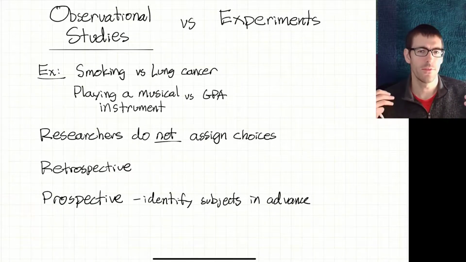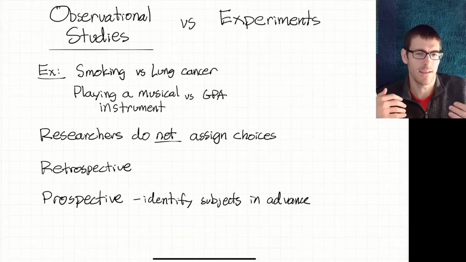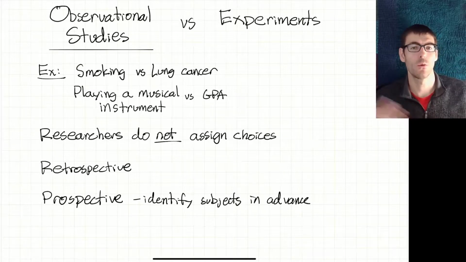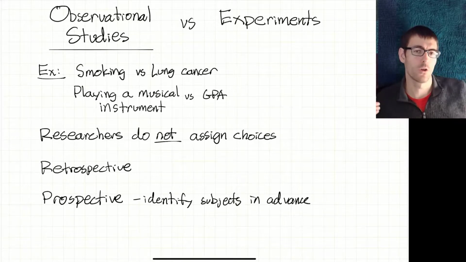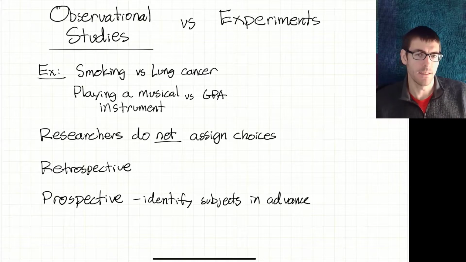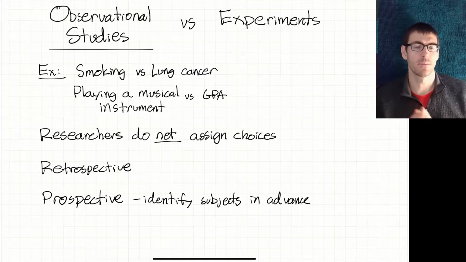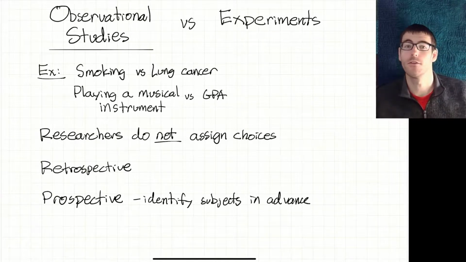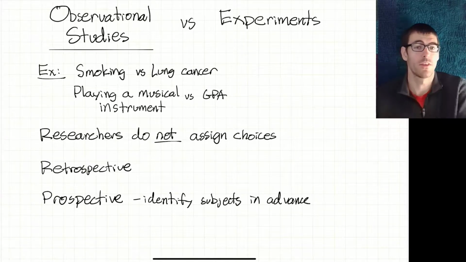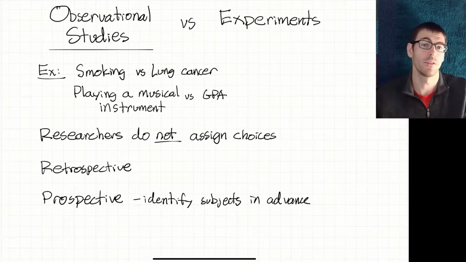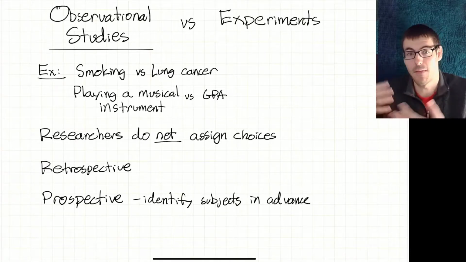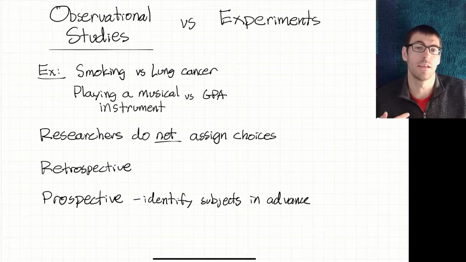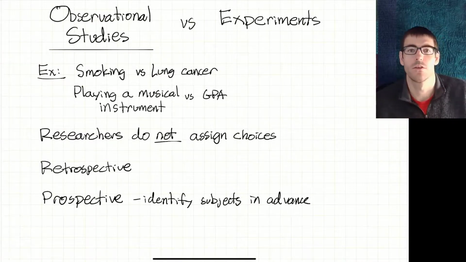A major issue with these observational studies is that it can be difficult to account for lurking or confounding variables. Let's take the musical instrument and GPA example. It could be the case that parents who are more involved in their students' education also push them to pick up an instrument. And so that parent being active in the education may also be boosting the GPA. So we may have a lurking variable that affects both of them.